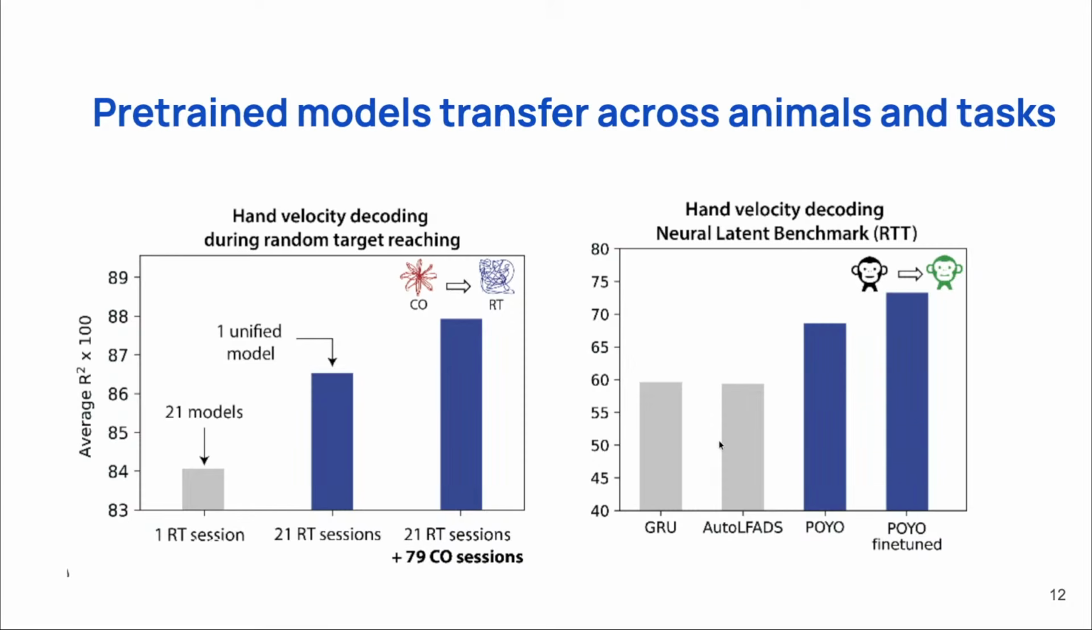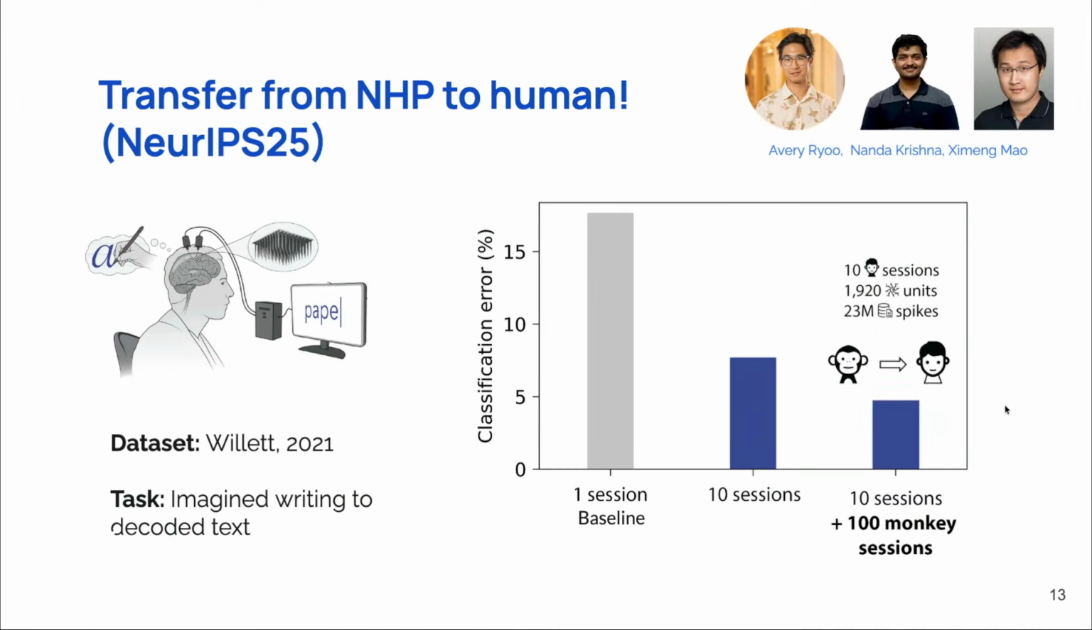And this can also be applied on new animals. So in this case, we can take the pre-trained model that's trained on however many sessions of neural recordings, and then on this new animal with a little bit of fine tuning, we can achieve even better performance than the baseline model. So just to show that this pre-trained model can actually transfer to completely new individuals with just a small amount of fine tuning.